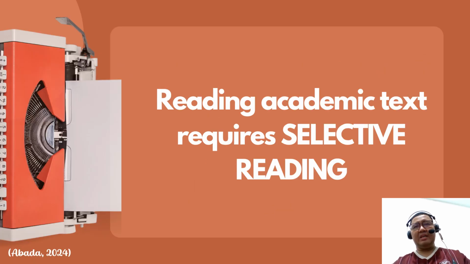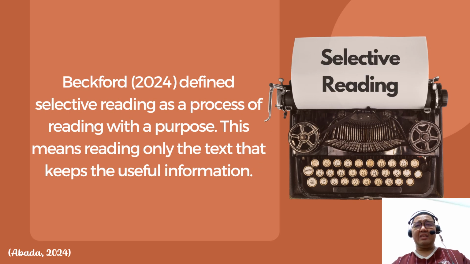Now, when we are reading academic texts, it requires us to do selective reading. Sometimes there are parts of the paper that are not that important, so we have to focus on what matters most. That's why we have to learn selective reading. So what is selective reading? Selective reading, according to Beckford in 2024, is a process of reading with a purpose. This means that you only read the text that keeps the useful information, or what is important.